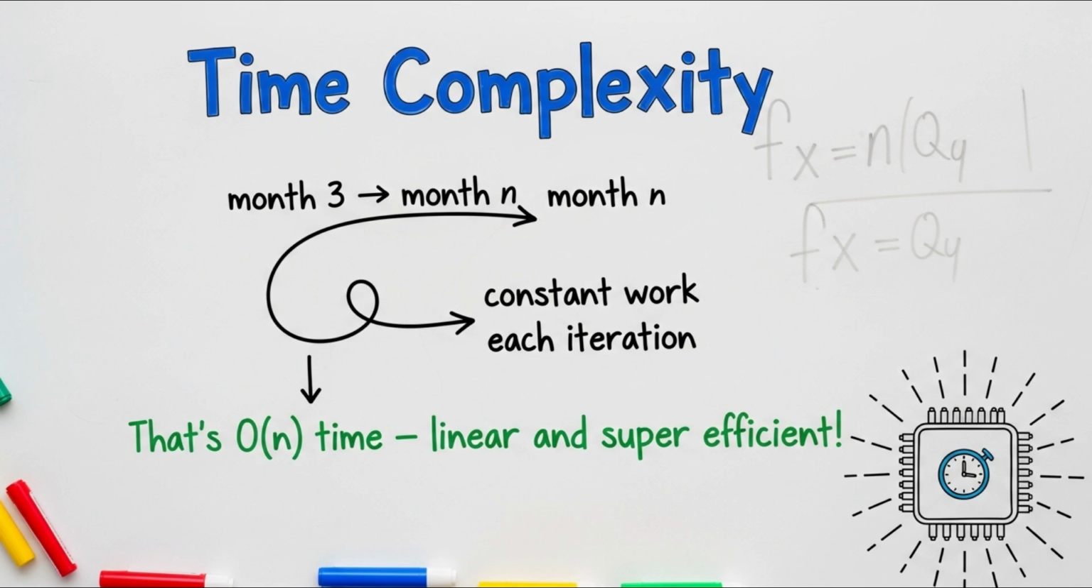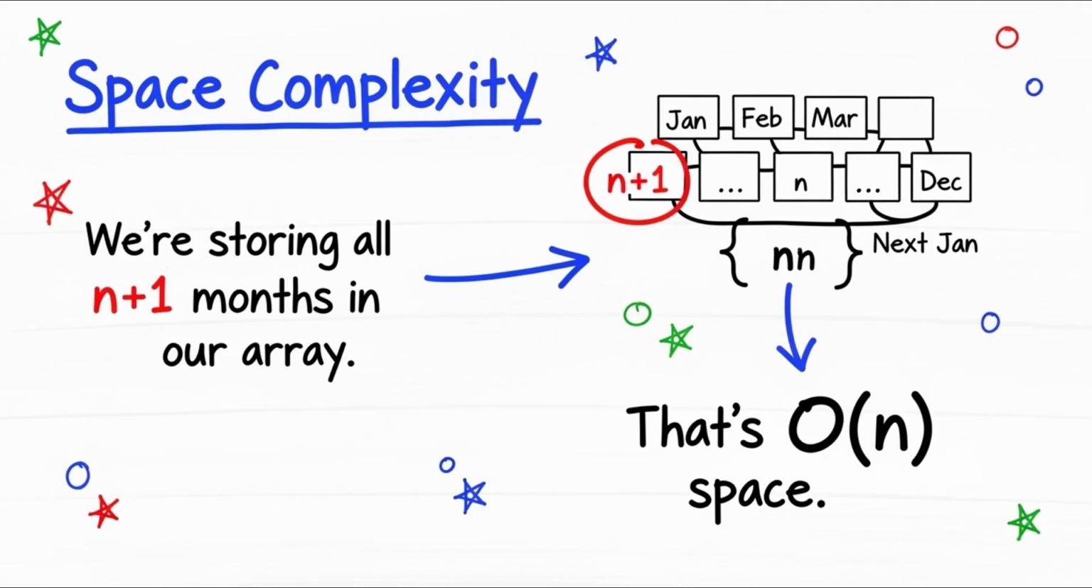Time complexity. We loop from month 3 to month n doing constant work each iteration. That's O of n time, linear and super efficient. Space complexity. We're storing all n plus 1 months in our array. That's O(n) space. Could we do better?